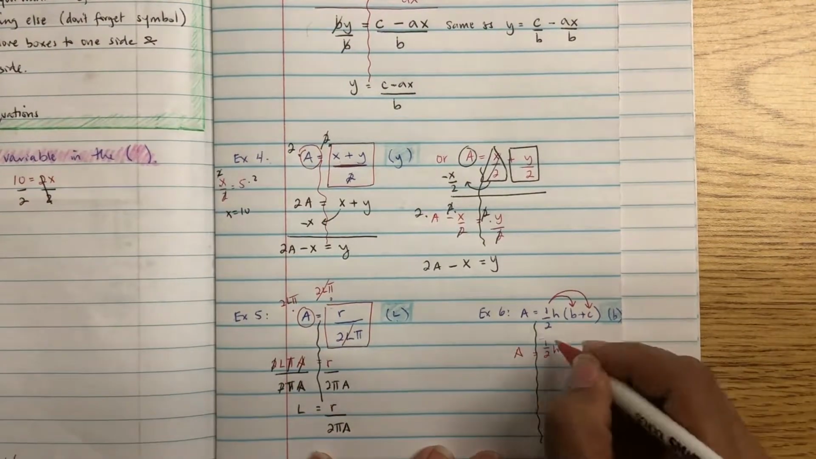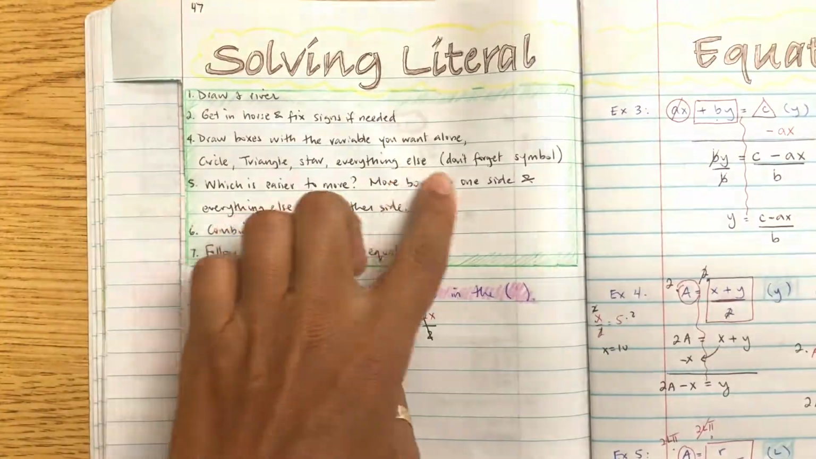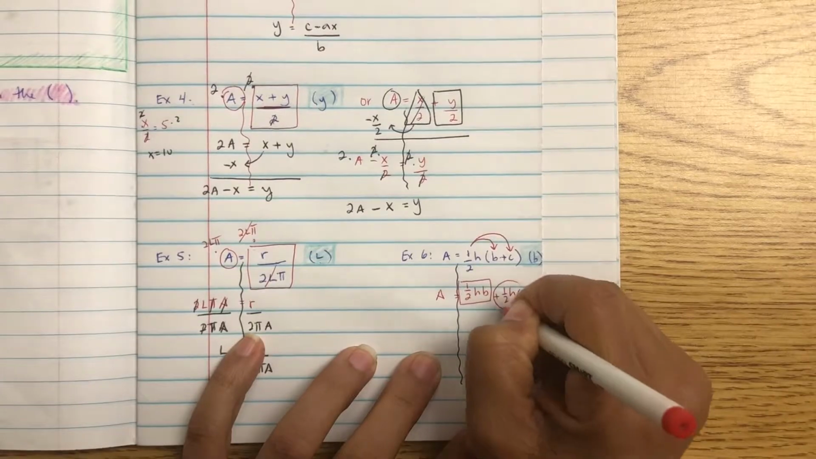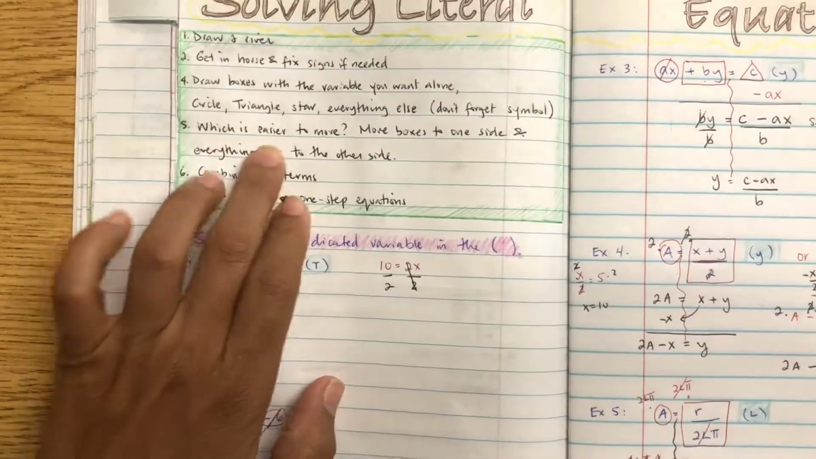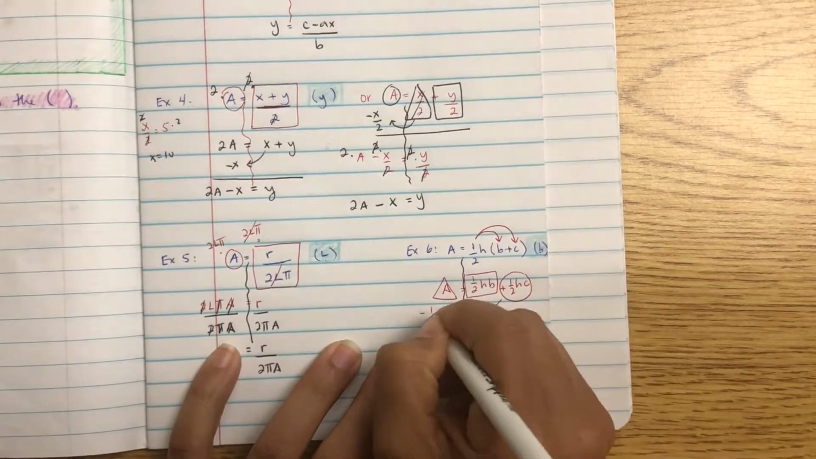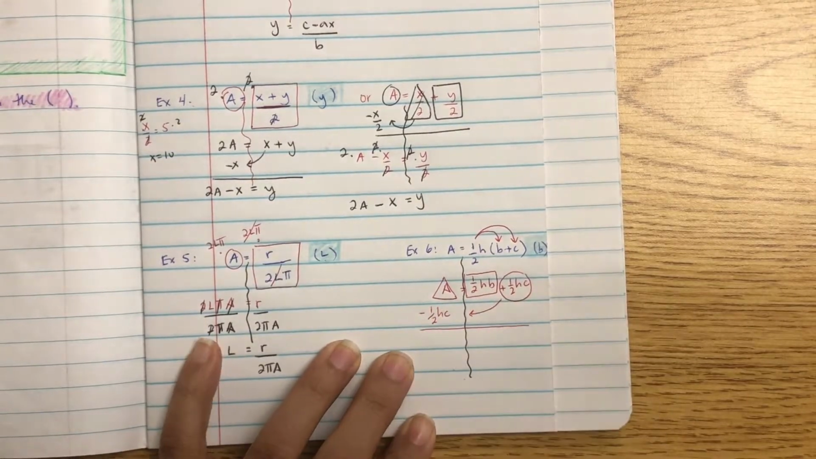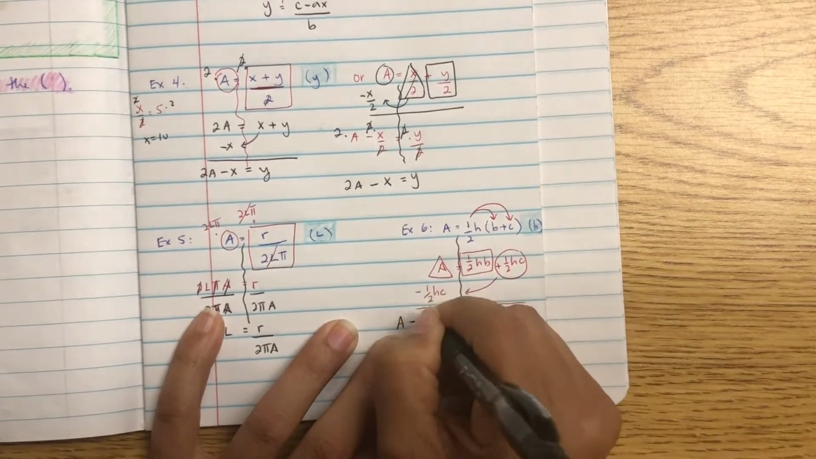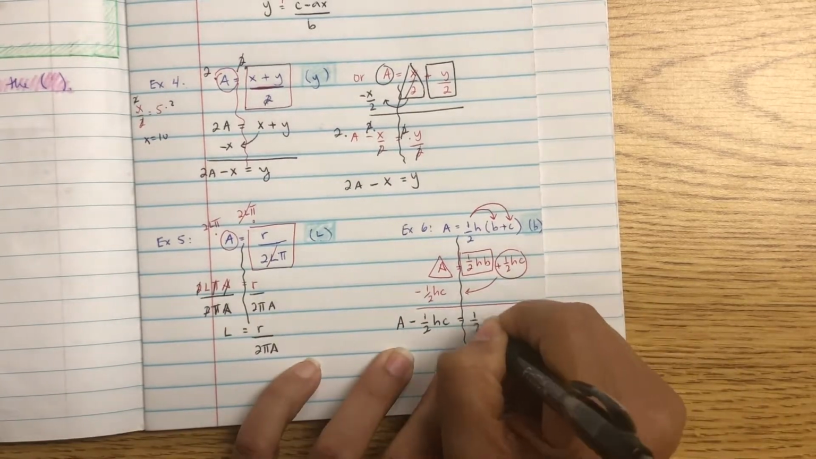This is a listening check. Put a box around example 6. Draw a box with the 1 and the B, so a half HB. Circle plus a half HC, and then triangle A. Alright, let's move that to the other side, so it's going to turn from positive to negative. So I'm going to have A minus a half HC equals a half HB.